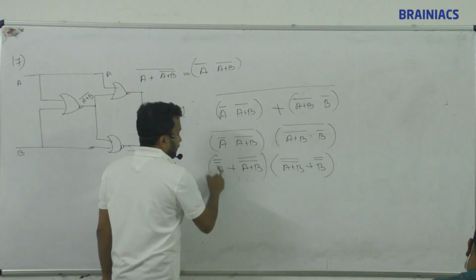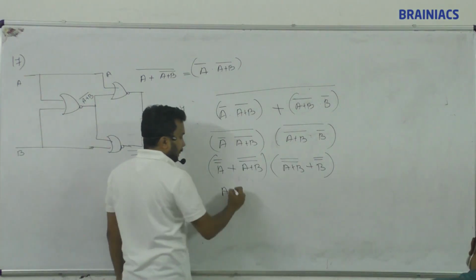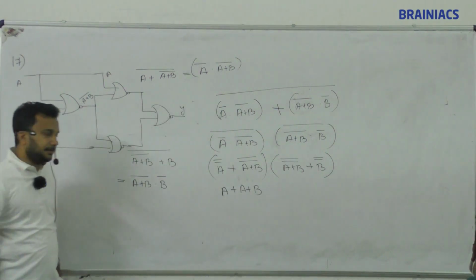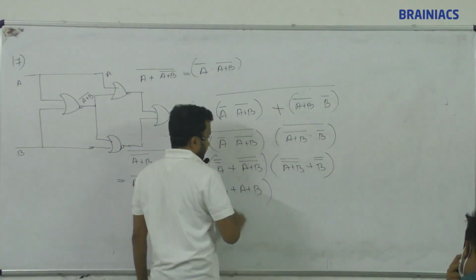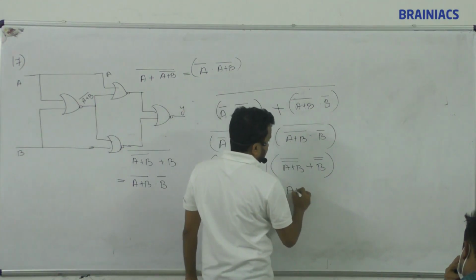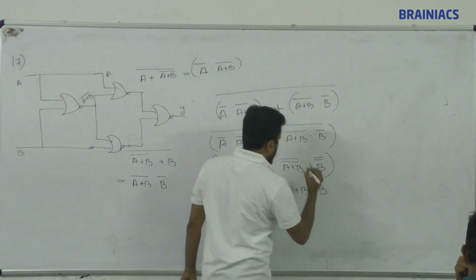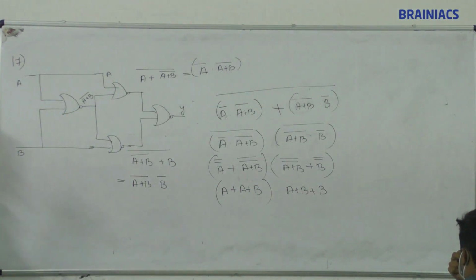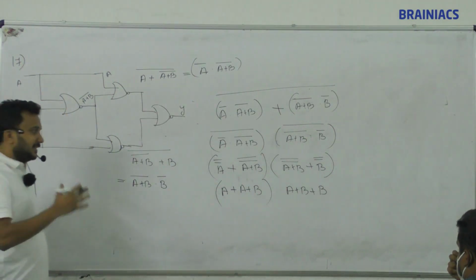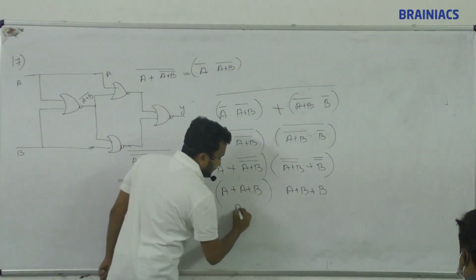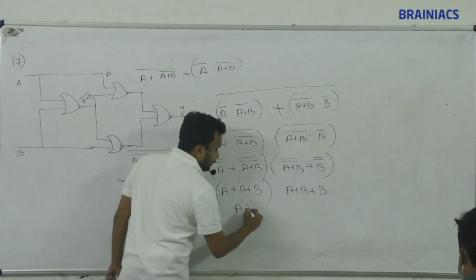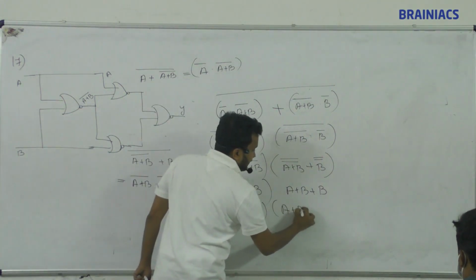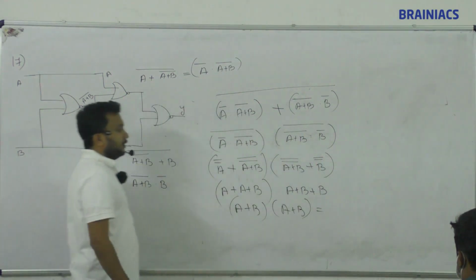A bar, A double bar means what? A plus B and A plus B plus B. What is A plus A? 0 plus 0 is 0. A plus A means A. So this is A plus A plus B into, what is coming here? A plus B. So A plus B into A plus B.